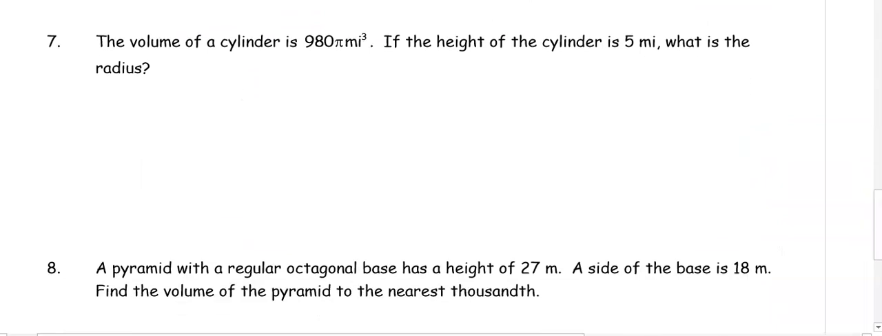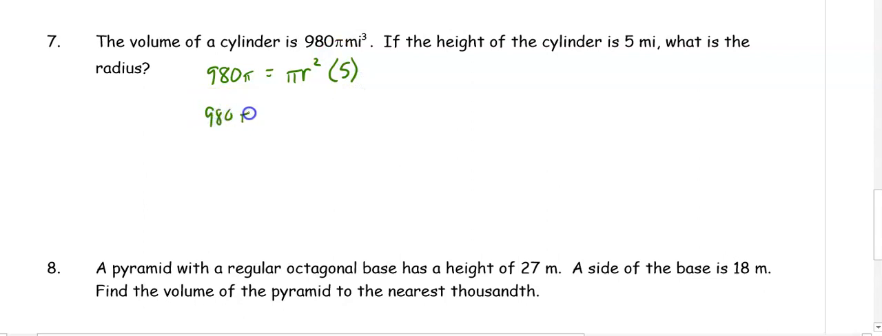In number 7, the volume of a cylinder is 980 pi miles cubed. If the height of the cylinder is 5 miles, what is the radius? So when we are doing volume, we would have the base area times the height. Well, because it's a circle, the base area is pi r squared times the height of 5.